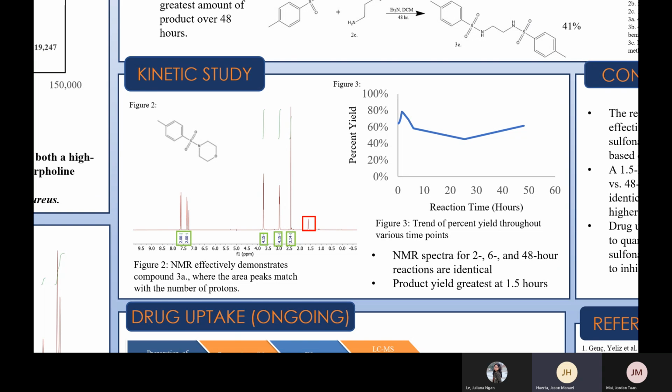This indicates that we can run a reaction for only 2 hours and get the same product versus 48 hours based on our literature. We ran through various other time points, finding that only 1.5 hours yielded the highest product.